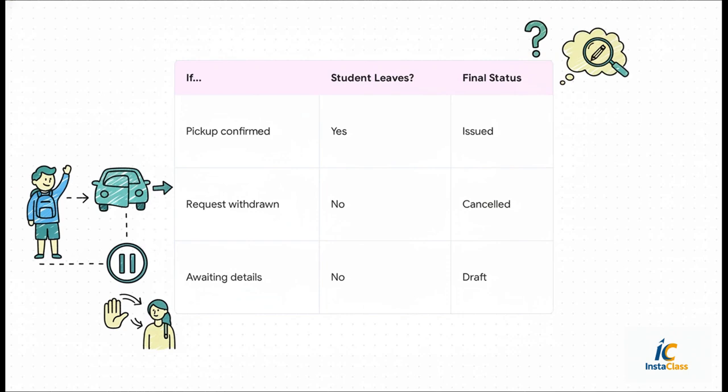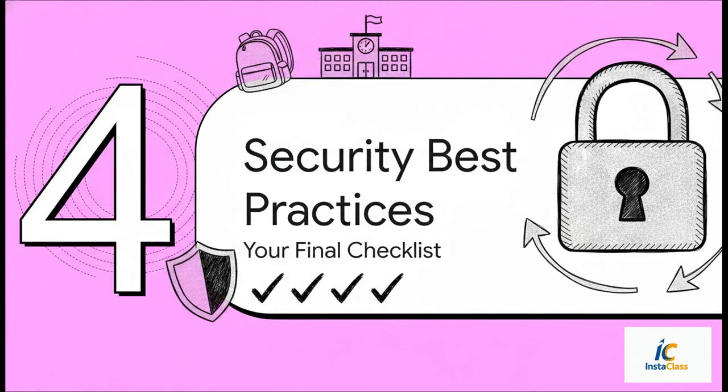You know, this little table is a fantastic cheat sheet. It's super simple. If the pickup is a go and the student leaves, the final status is issued. If the parent changes their mind and the student isn't leaving after all, change it to canceled. That keeps your records clean. And if you're just waiting for more info, just leave it in draft. Easy.